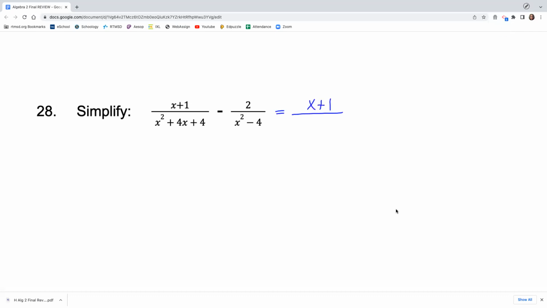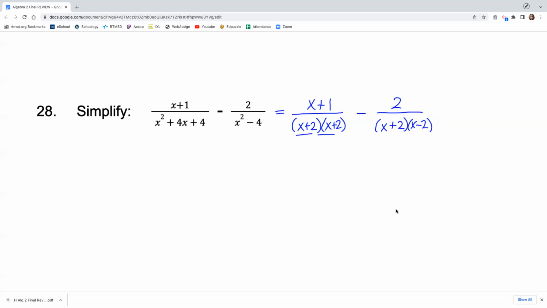x plus 1 stays, but x squared plus 4x plus 4 factors into x plus 2 times x plus 2. 2 stays, x squared minus 4 factors into x plus 2 times x minus 2. Look at what the denominators share in common. You're not going to want to multiply because these polynomials are already long. You're not going to want to multiply one by the other because it's going to be too much stuff.